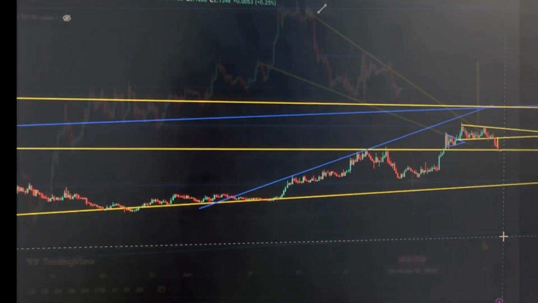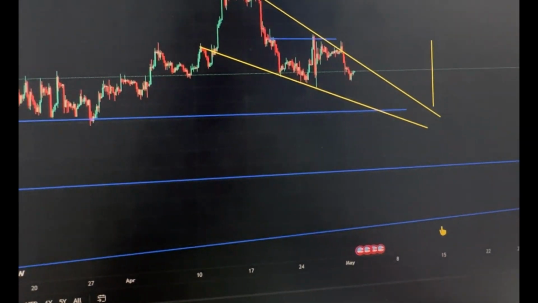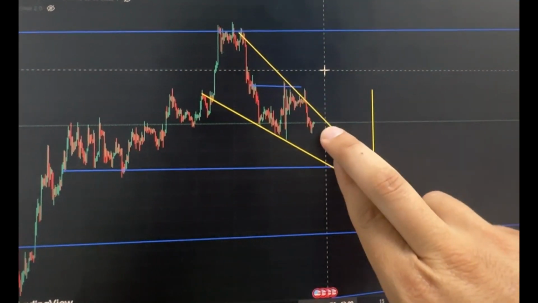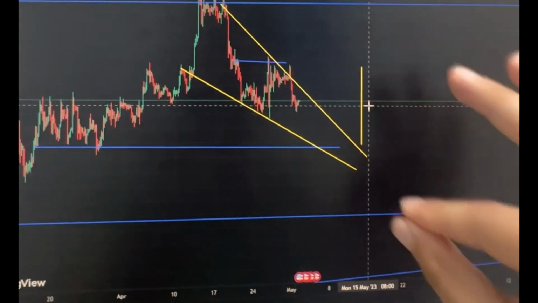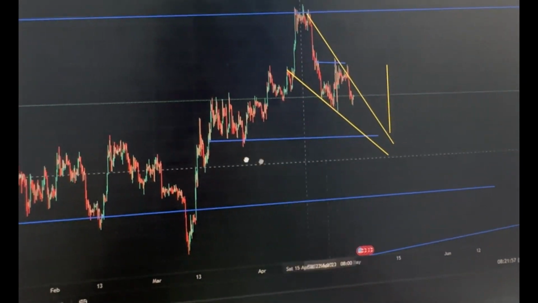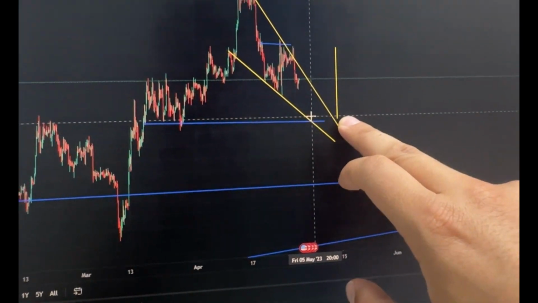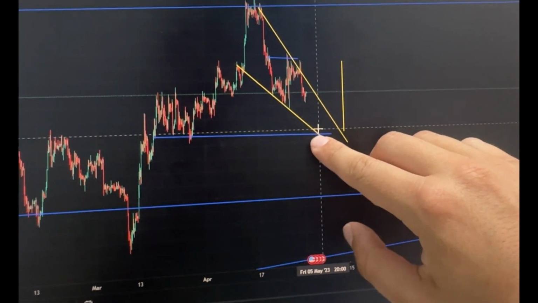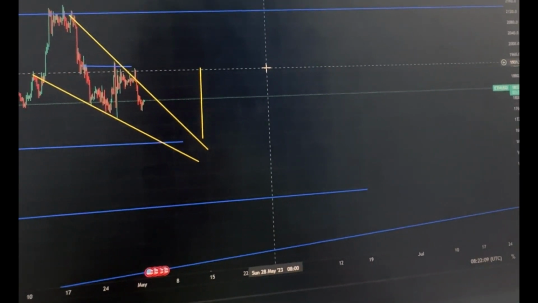Go back to Ethereum. We are now on Ethereum, the 4-hourly candles. What do we see here? We see a descending triangle on the 4-hourly candles. Now, mostly a bullish pattern. So what does that mean? I think that we will retouch this line again, a very important line, where we would touch it in this triangle, and going back to higher levels.